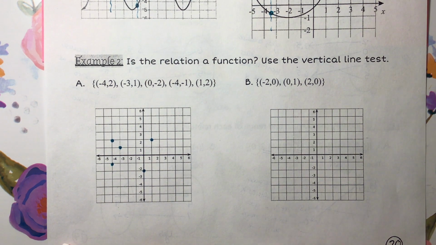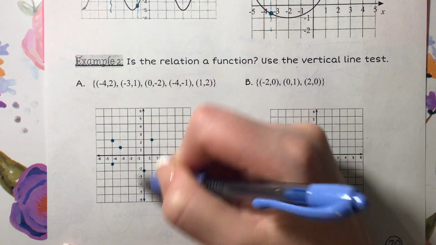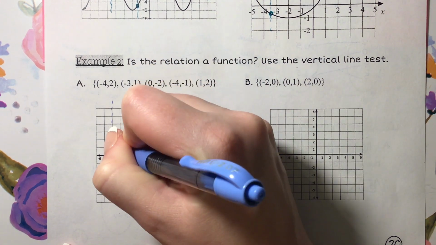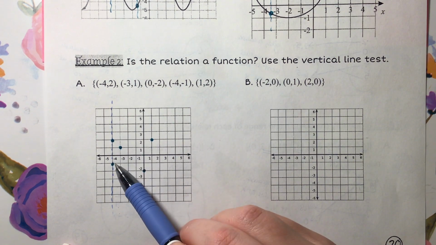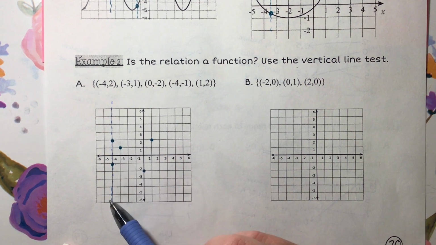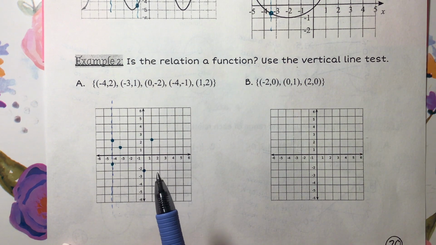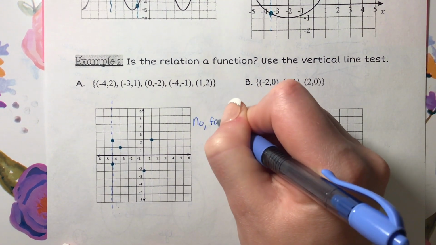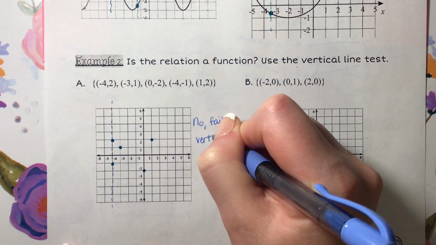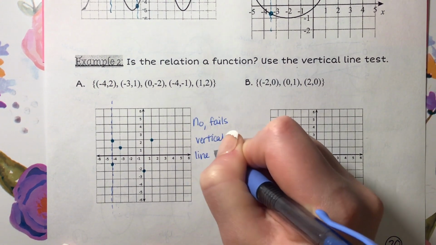If we are to pass a vertical line through this, up and down, up and down, hopefully you notice right here, these 2 points are on top of each other, which means that this is not a function because this line passes through 2 of the coordinates at the same time, which we cannot have. For something to be a function, you can only have one output per input. So this is no, it fails the vertical line test.